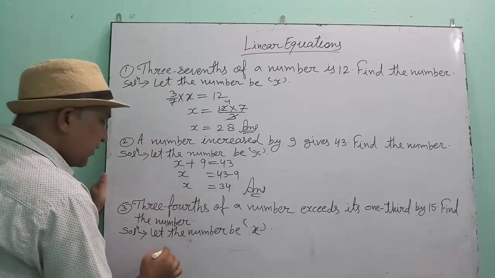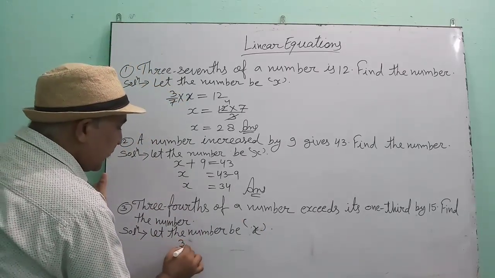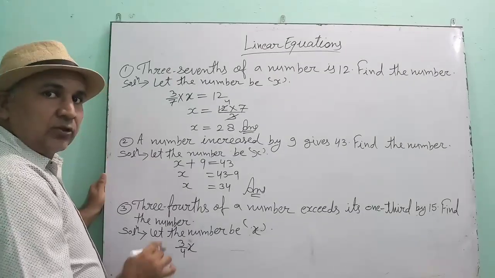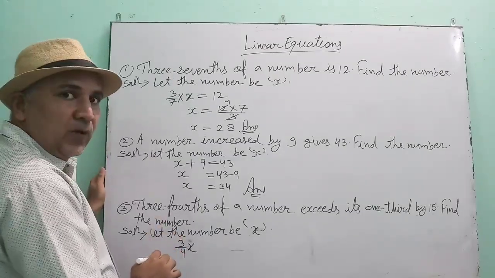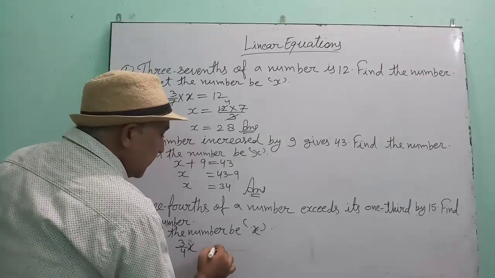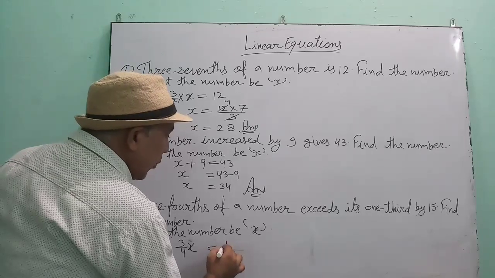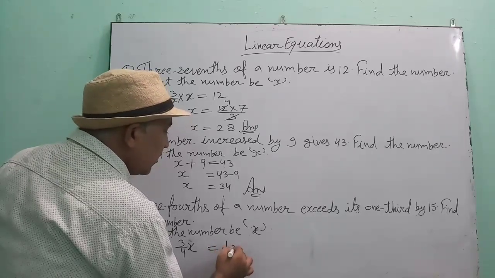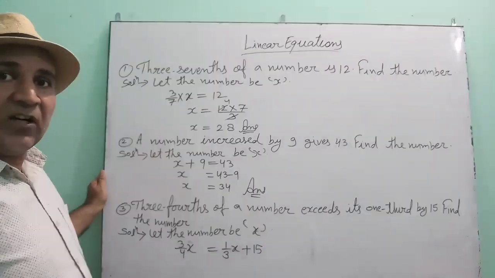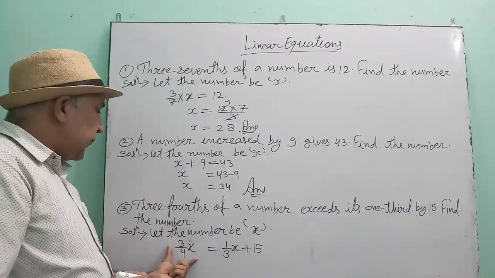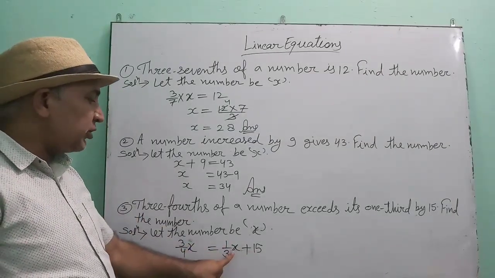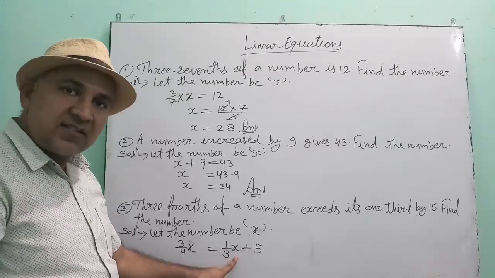Okay. Now what is the question saying? 3/4 of a number means 3 upon 4 x. Exceed is greater than 1/3 of it by 15. This is the meaning of this statement. 3/4 of a number is 15 greater than 1/3 of itself.